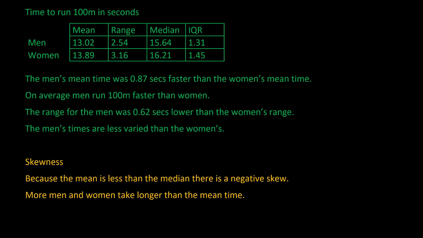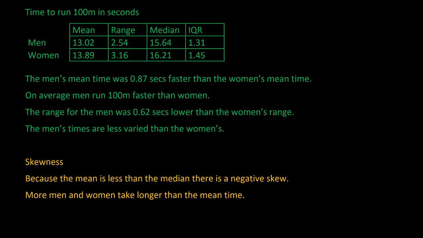That's just a description of what we can see, but notice I included a numerical fact in there. Then for an interpretation, I've said on average, men run the 100 meters faster than women. That's, if you like, the real world application of what we've noticed. And then the range for the men was 0.62 seconds lower than the women's range. And that means that the men's times are less varied than the women's.